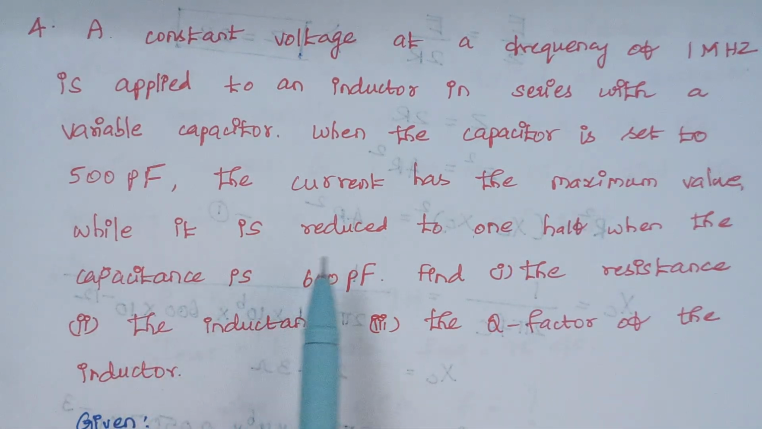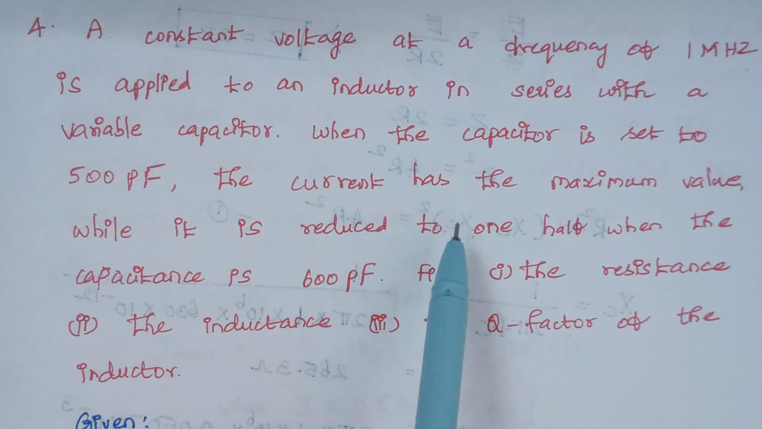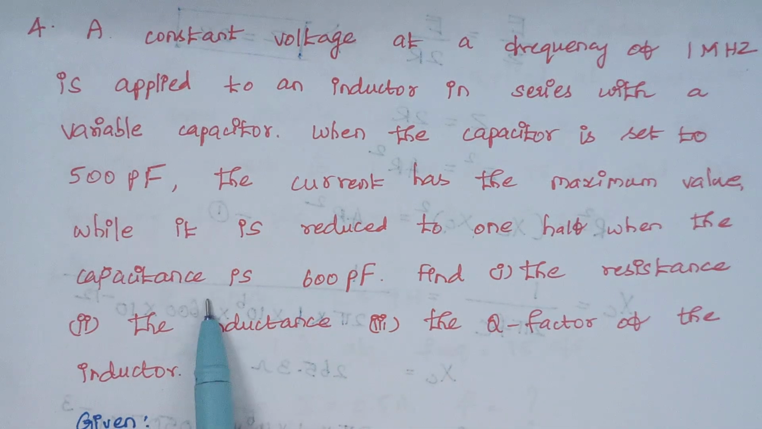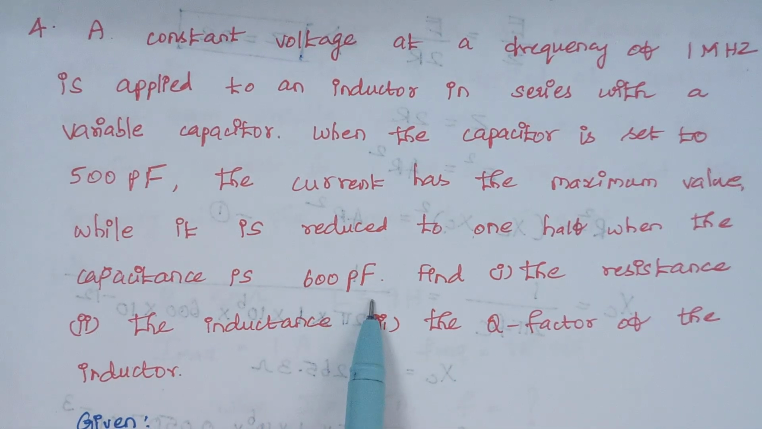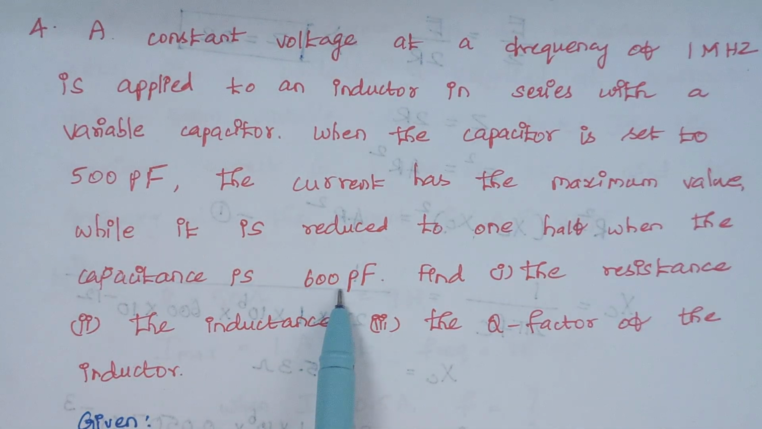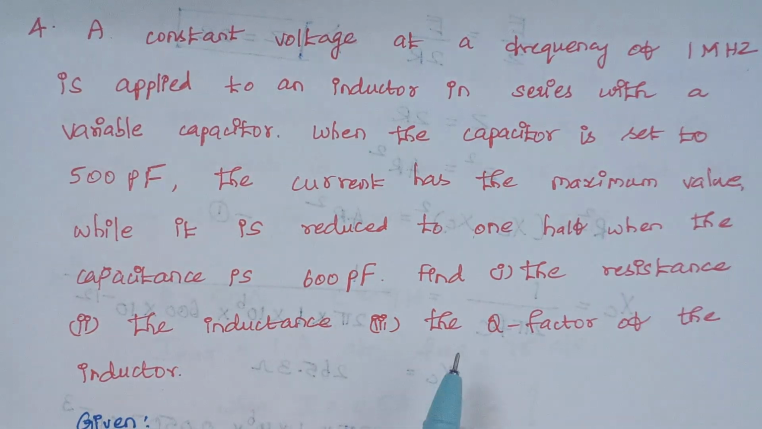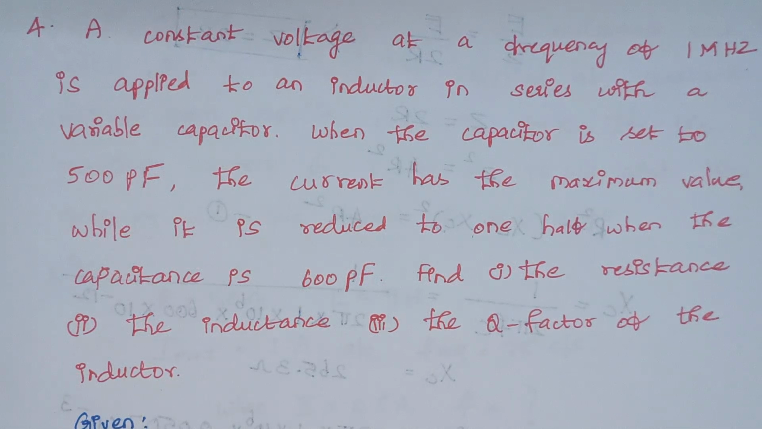Next is, while it is reduced to 1/2, that is the value of current gets reduced to half when the capacitance is 600 picofarad. When the capacitance value is 600 picofarad, the current gets reduced to half. We have to find these factors, right? So first write down the given data.